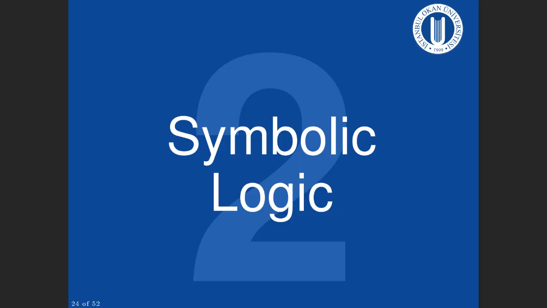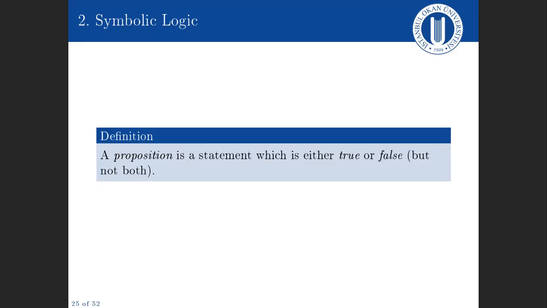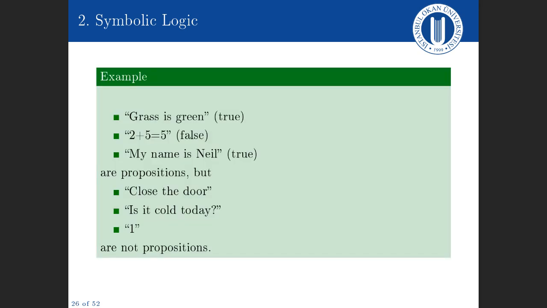Our second chapter for today is about symbolic logic. A proposition is a statement which is either true or false, but not both. So for example, grass is green. That's a true proposition. 2 plus 5 is equal to 5. That's false, but because we can say it's false, it's a proposition. My name is Neil. That's a true proposition.